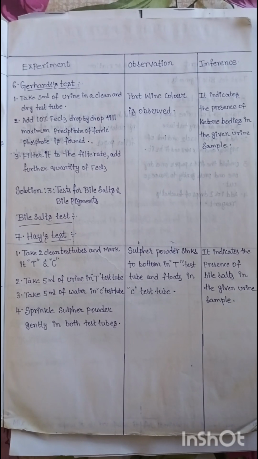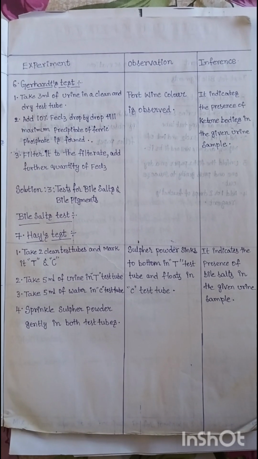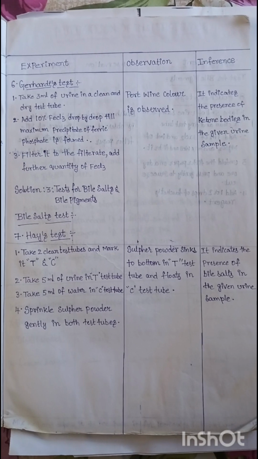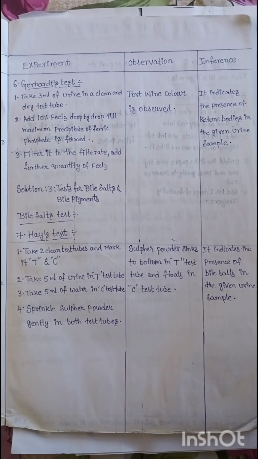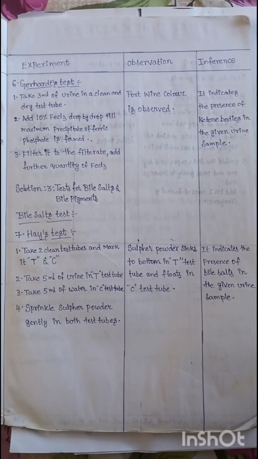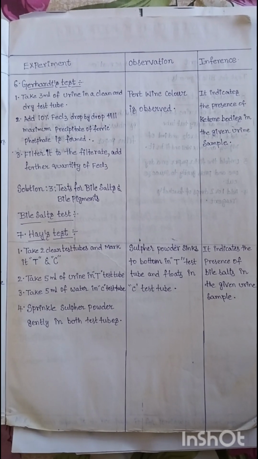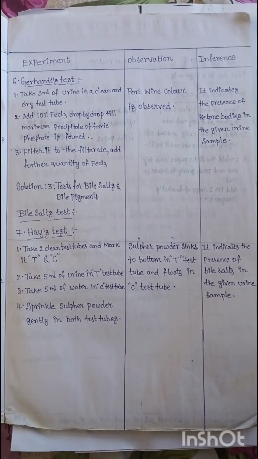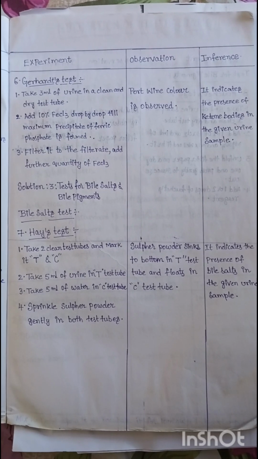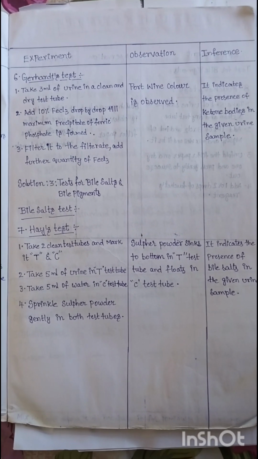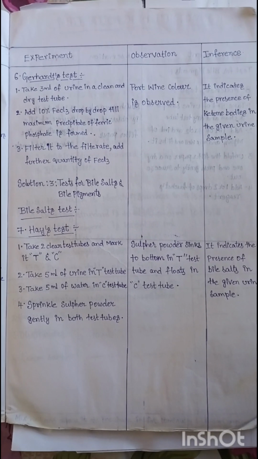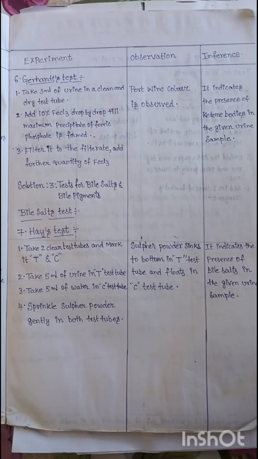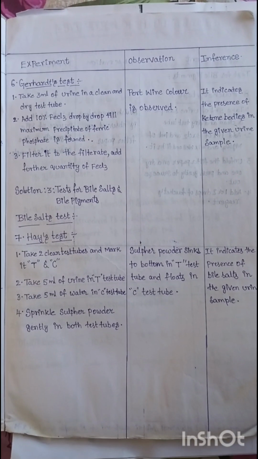Now this is the way we perform the tests for abnormal constituents of urine in the biochemistry laboratory for first year MBBS students. Solution 1 is test for protein and blood. Solution 2 is test for glucose and ketone bodies. Solution 3 is test for bile salts and bile pigments. This is one of the major practical tests that we perform in the laboratory.